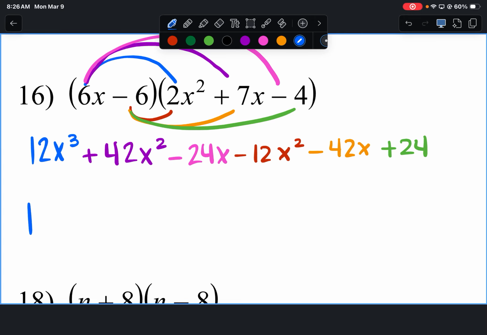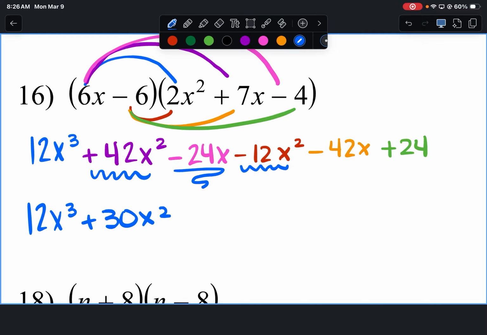12x cubed. Then what terms go next? The x squared terms. You have to combine, so we have 42x squared minus 12x squared. What does that give us? 30x squared. All right, what terms go next? The x terms, negative 24x and negative 42x. Which, if we combine that, what do we get? Negative 66x. And then does 24 have any like terms? So what do we do with it? Drop it down. So that is our answer.